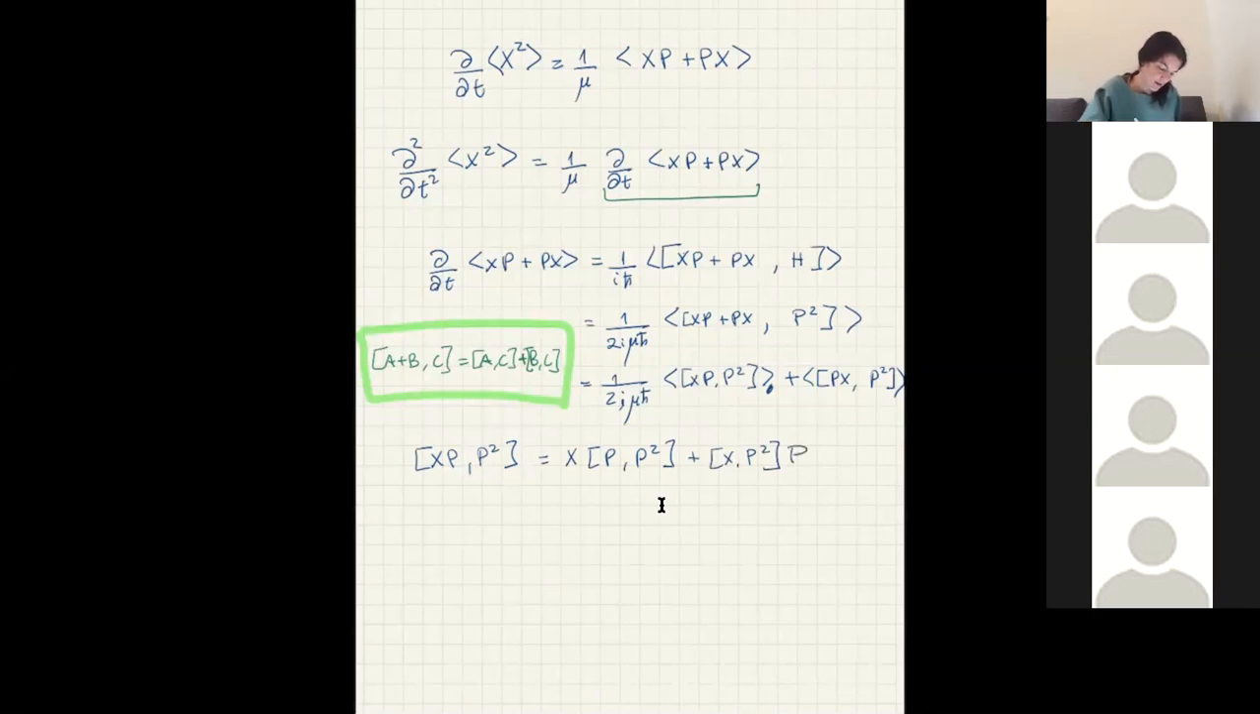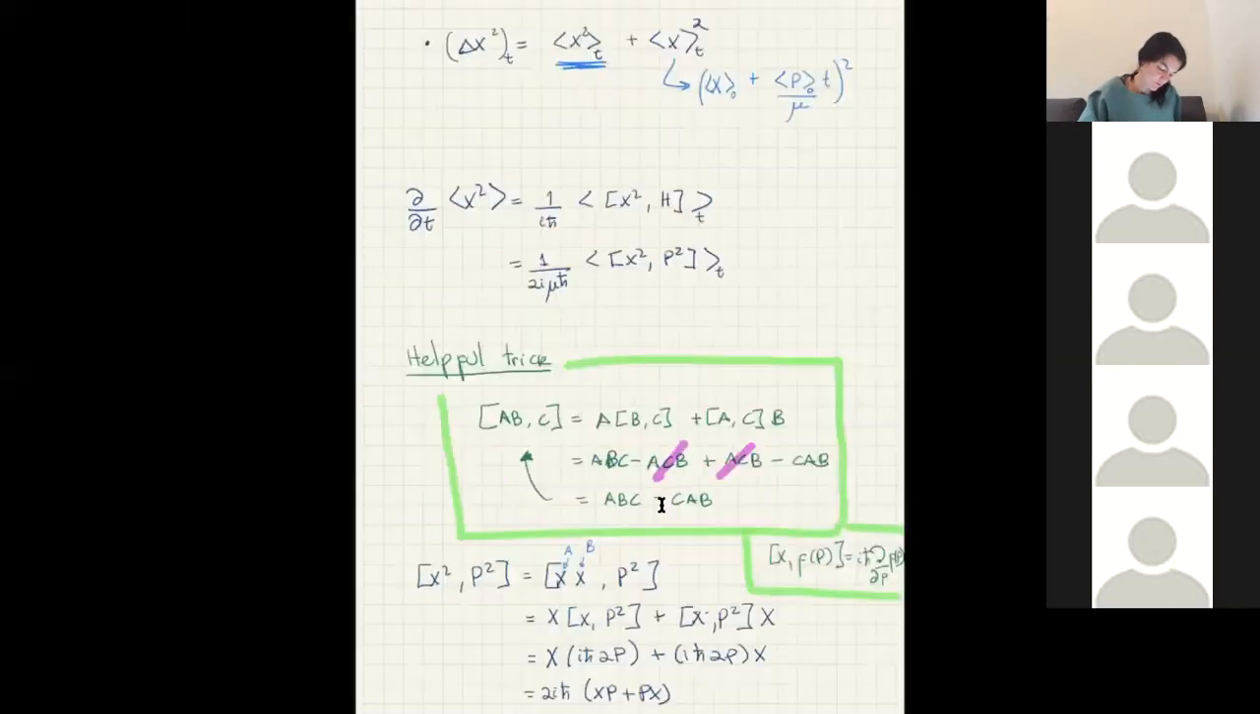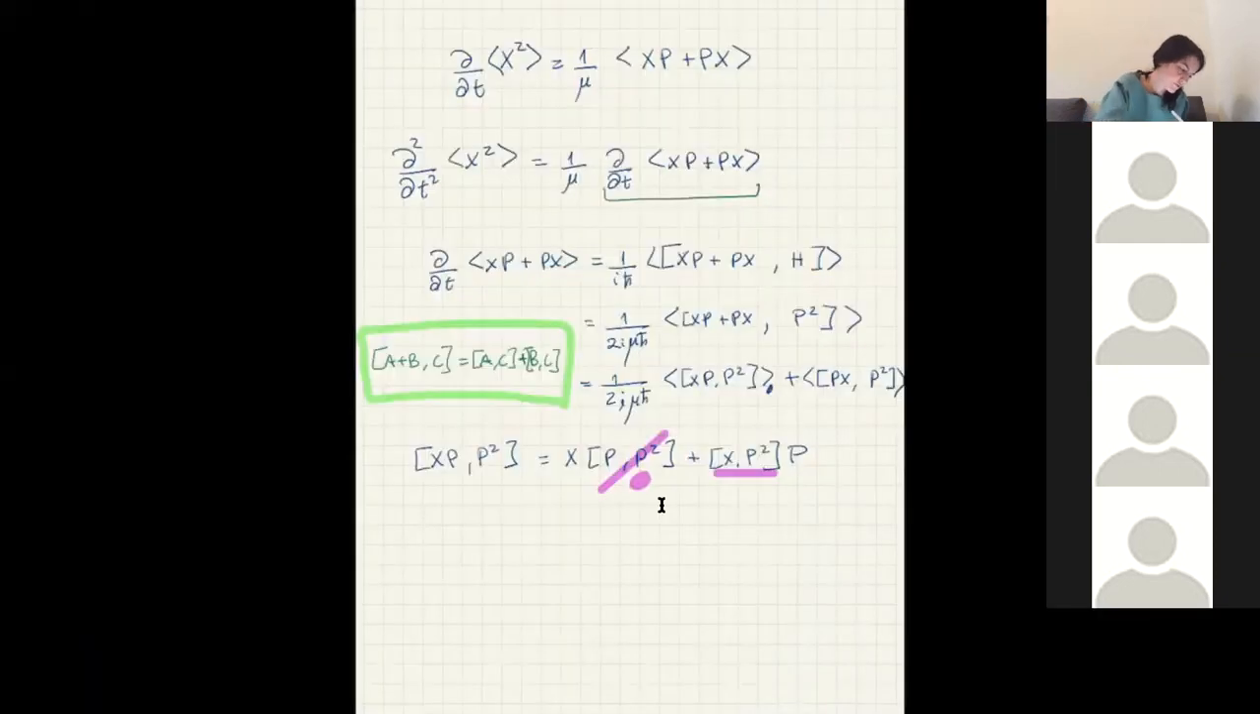But this we know is 0 because P commutes with itself and any powers of itself. And this one we just did before, right? We did it here. 2PIH. So we get 2IH P squared, P times P, which is 2IH P squared. There you go. This comes from the commutator, and this P was there already.